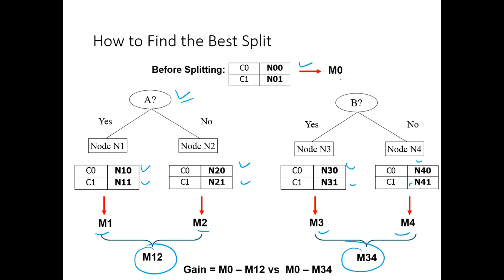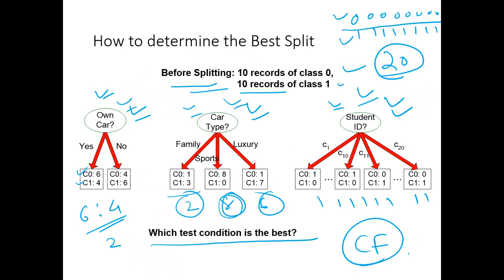The gain you get is the difference between M0 minus M12 and M0 minus M34. If you take the example in a few slides before, it's very evident. Well, what is your M0? 10 records and 10 records. That means your M0 is just 1, right? Because they're the same numbers.